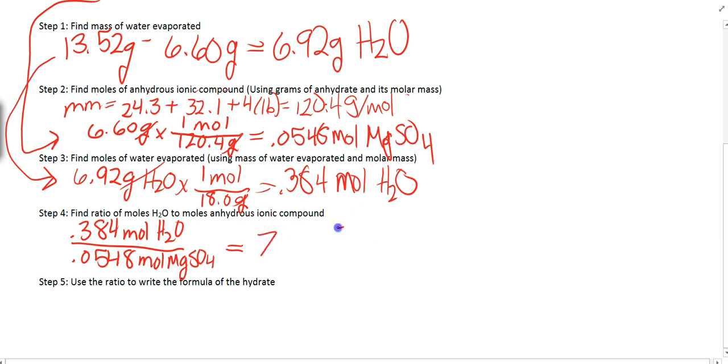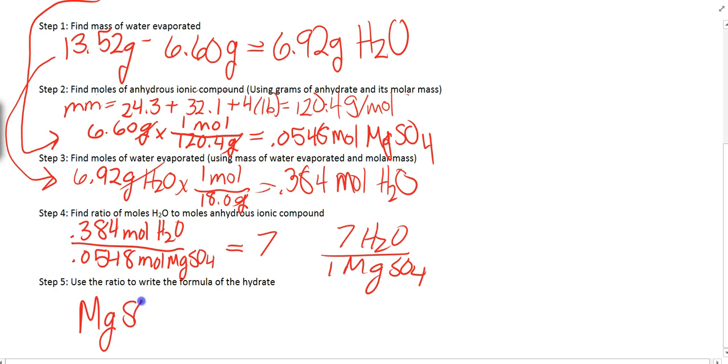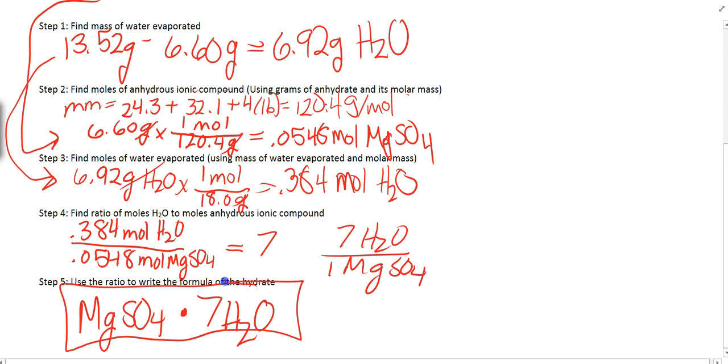What that means is that there's 7 waters for every 1 MgSO4. So the way to write the formula, our final step, would be to write it as MgSO4 dot 7H2O. And this is just the convention we use, where we write the ionic compound and then a dot and then 7 waters, or however many waters there are in the compound. And you don't need to worry about writing the name, even though the problem says to do that. All I care about is that you can do this part right here.